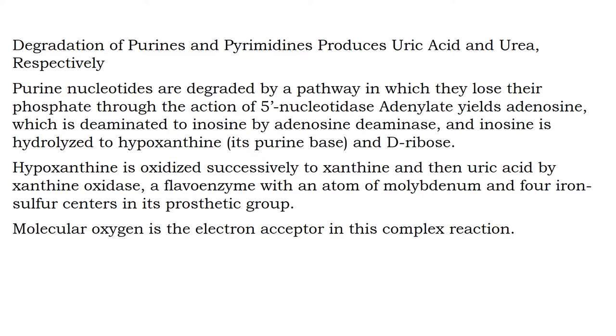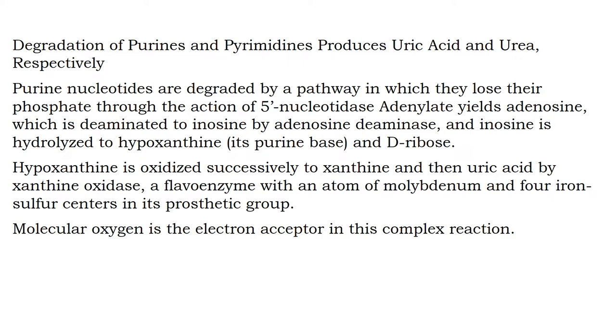So this inosine is broken down into two parts: one is hypoxanthine as well as ribose. These two combine to form inosine. Now hypoxanthine is again oxidized successively to xanthine and then to uric acid. This is the xanthine we see in the protein testing, the xanthoproteic test. There is xanthine, and then ultimately we get uric acid. This is done by the enzyme called xanthine oxidase.